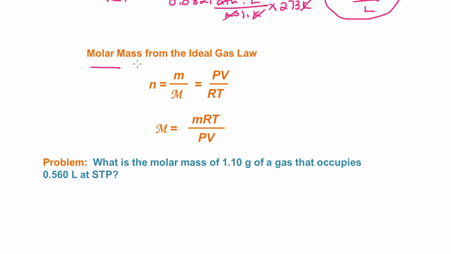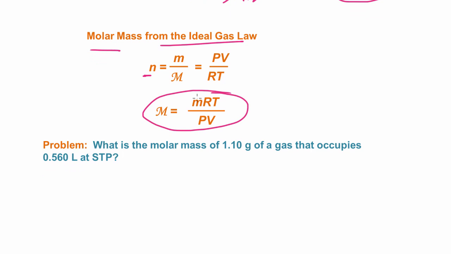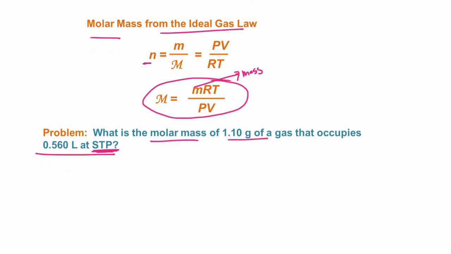Okay, what we want to do now is determine our molar mass from the ideal gas law, and we end up with this expression here. Again, we know that n is the mass over the molar mass, and that'll be equal to PV over RT. Then we solve for the molar mass. We end up with mRT over PV, where the m is mass. So we're asked, what is the molar mass of 1.10 grams of a gas that occupies 0.56 liters at standard temperature and pressure? Remember, I can give you any temperature or pressure, but we just decided STP here.